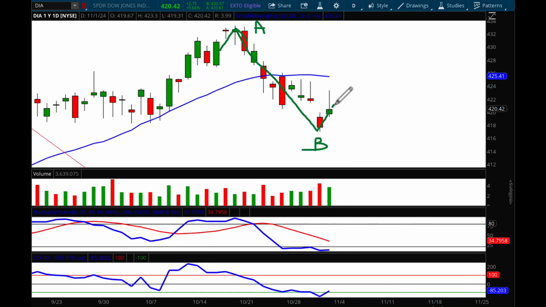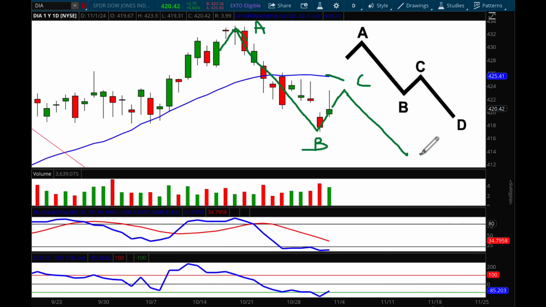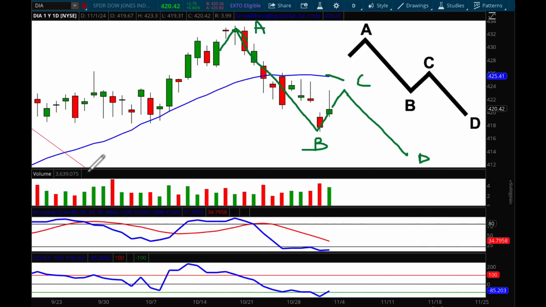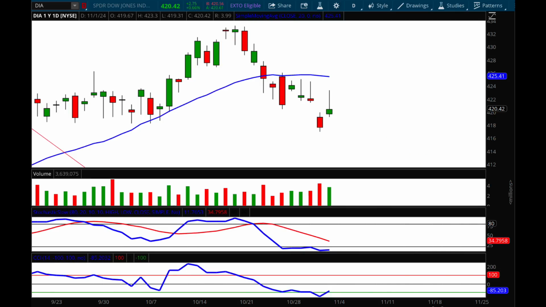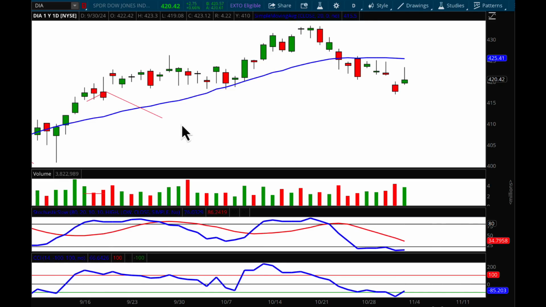I do believe we can go up a little bit more to test this moving average as it's turning lower. You can see how it's starting to curve lower. And then once we get the pivot at C, we will go right back to a lower D, which will get us closer to my target line back here on the bottom left. So that is my forecast. I'm keeping that target in place right there at 411.32.